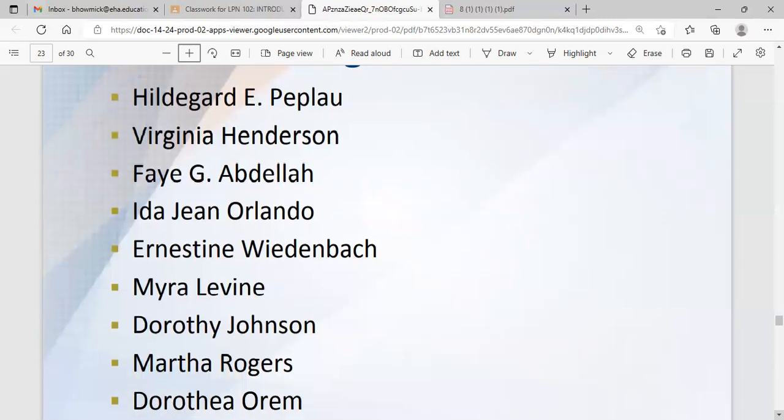As I told you, there are a few names there. Here, Faye Abdullah published her work on the typology of nursing problems. She focused on the nursing problem, which basically shifted the focus of nursing from a disease-centered approach to a patient-centered approach. She explained about this.